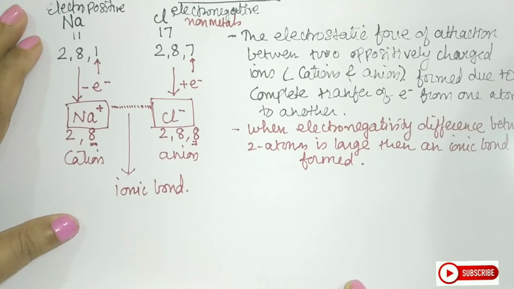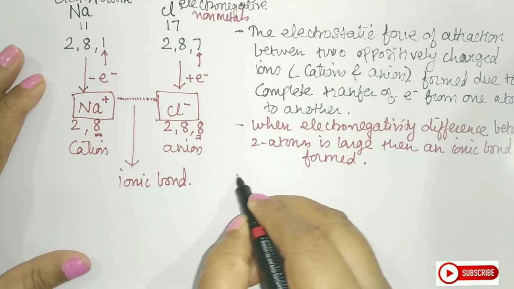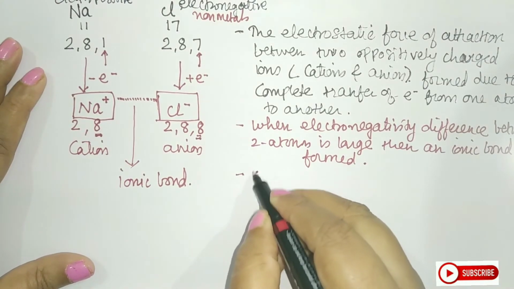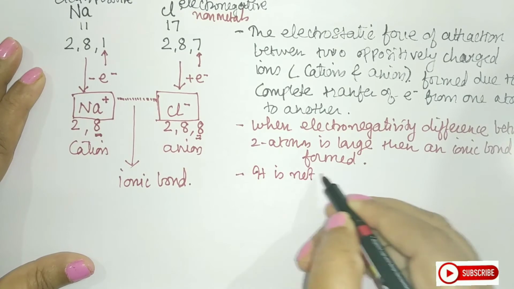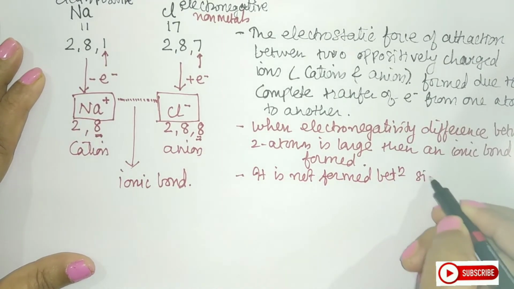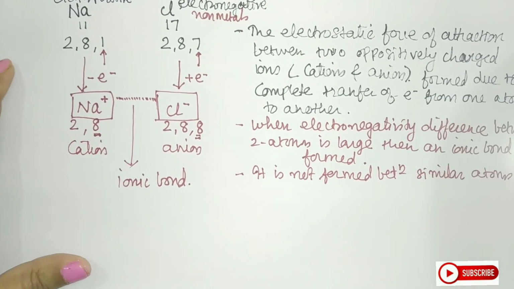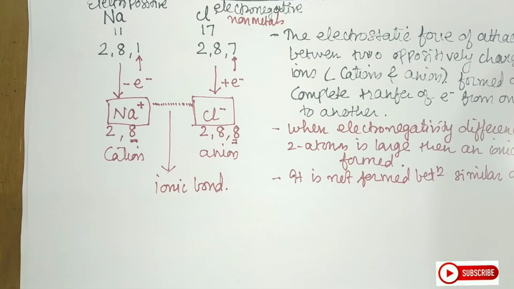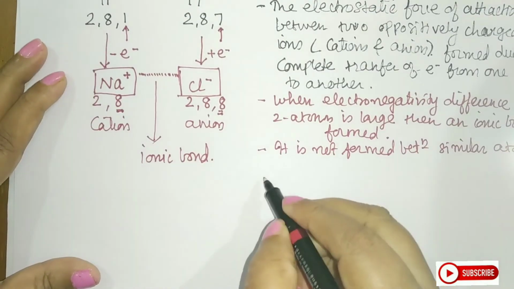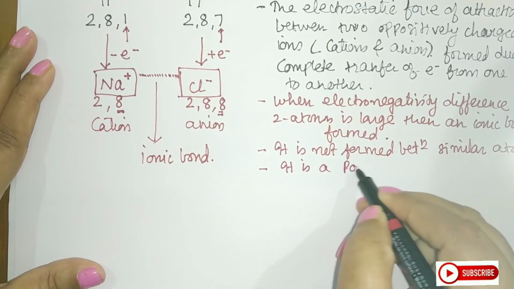Right, students? So when I say the electronegativity difference should be high, what does it mean? It cannot be formed between two similar atoms. So what will be the third point for this? It is not formed between similar atoms. Now as there is an electronegativity difference, the bond is polar, and therefore you say that it is a polar bond.